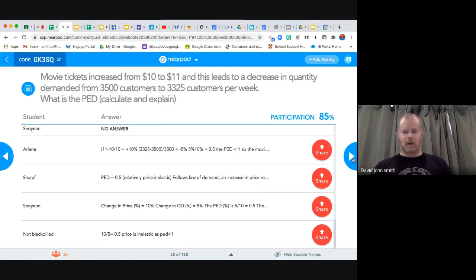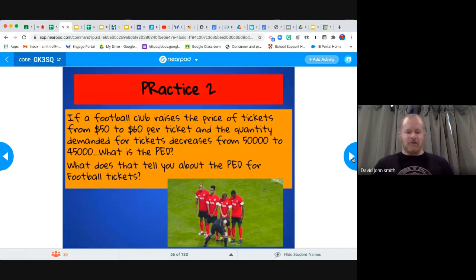All right, okay. Now there is another practice there that you can do. All right, now I did think I had this set up as a question for you to do again, but that's okay. You can do this one yourselves at home. It's a football club. They have raised the price of tickets from $50 to $60. Then the quantity demanded has decreased from 50,000 tickets to 45,000 tickets. What is the PED? What does that tell you about the PED for football tickets?